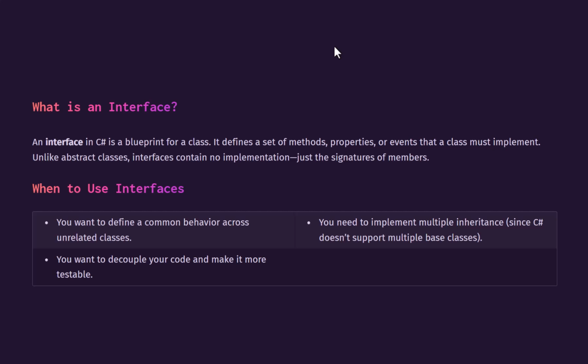So let's move to what an interface basically is. The official definition in C# is that it's just a blueprint for a class. It defines a set of methods, properties, or even events that a class must implement. Unlike abstract classes, an interface contains no implementation at all, just the signature of the members. So let's move to Visual Studio and look at an example.